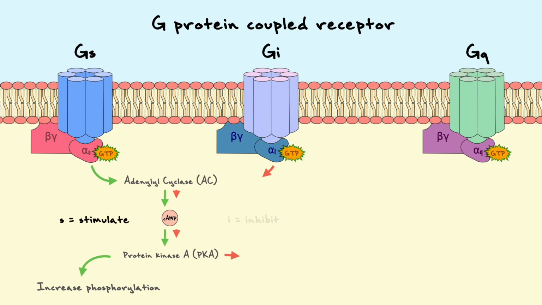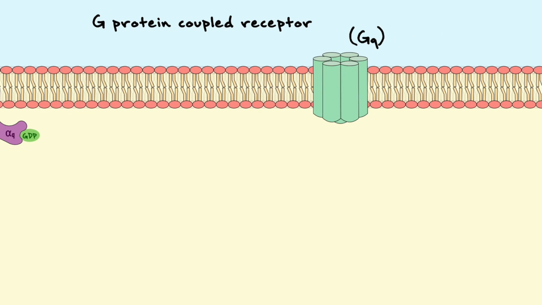This pathway is in direct opposition with the alpha I pathway, which as you can see stands for inhibitory. As you can see, the alpha I pathway is essentially the same in its shape, but the result from alpha I binding to adenylyl cyclase is inhibition. As a result, the levels of cAMP, active PKA, and overall phosphorylation are decreased. Now that we have covered the Gs and Gi pathways, let's consider the Gq pathway.